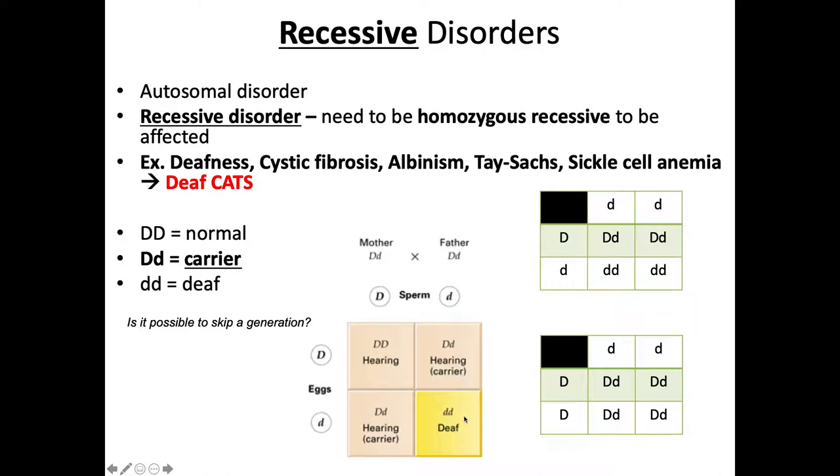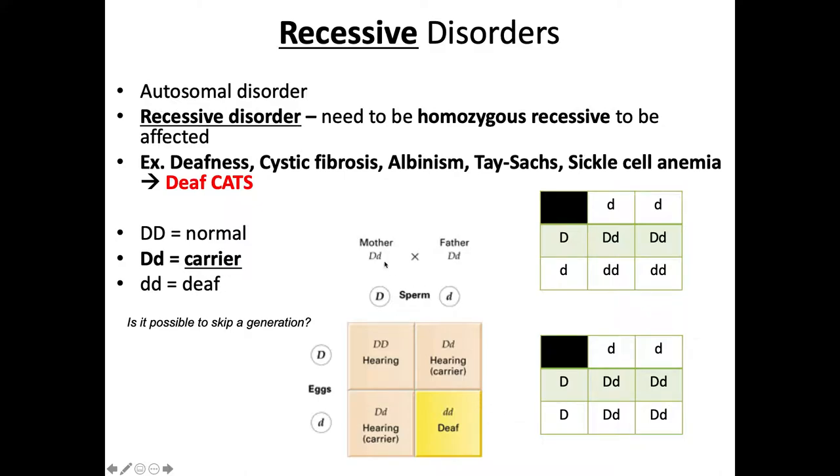And then I do want to mention that each child is an independent event. That means that you have to do the Punnett square again for each child. Punnett square doesn't mean that three children will be able to hear and one child won't be able to hear. It just means that for one child, you will have a 75% chance that the child will be able to hear, and then a 25% chance that the child will be deaf. And then for your next child, you'll have to do another Punnett square, which is going to be the same thing.